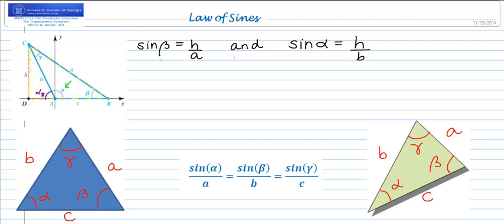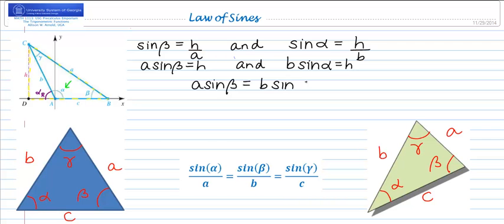Okay, so now this leads me to saying that a times the sine of beta is h, and b times the sine of alpha is h, and a sine beta equals b sine alpha, making the h's equivalent. So that would lead us to making the statement algebraically that sine of beta divided by b is the same as sine of alpha divided by a.